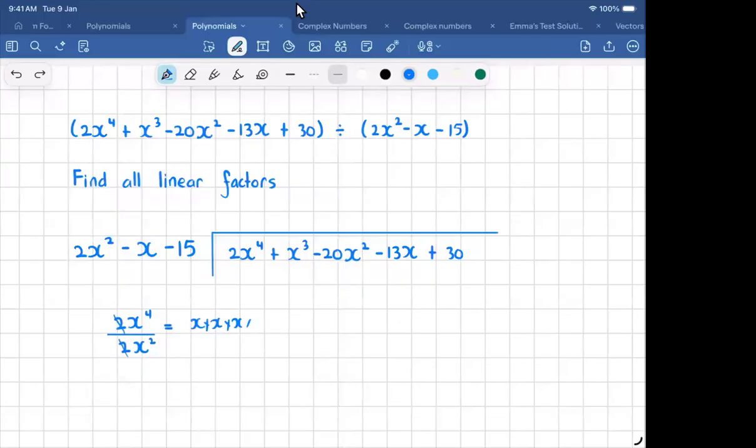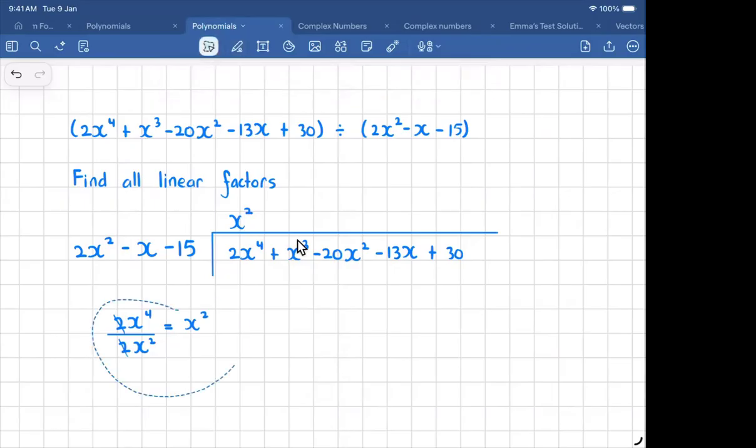All right, give me a second. You all seeing the screen, right? Yes, sir. Okay, cool. So this is going to be x squared. So the first thing I'm going to put here for the quotient is x squared. Cool. What next?